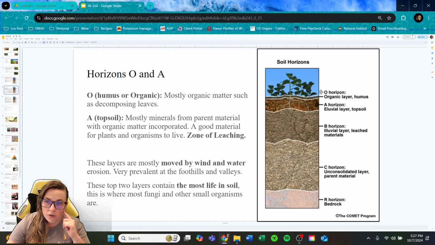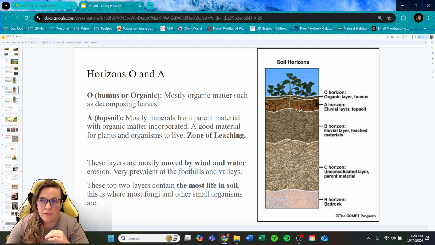We have the O horizon, which is our organic layer, O for organic, so humus, organic. This is mostly organic matter, such as decomposing leaves. So, if you have a yard with plants and trees, the leaves will fall off those trees or shrubs, and then you'll typically get a layer of decomposing leaves in the fall. It's very pretty, but there's also a point to that: decomposition provides nutrients to worms and bugs and to roots and all these other wonderful things. So that is our O layer.